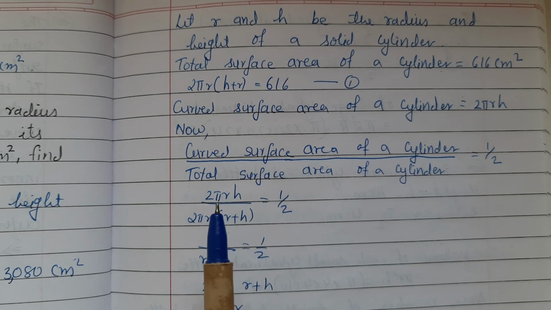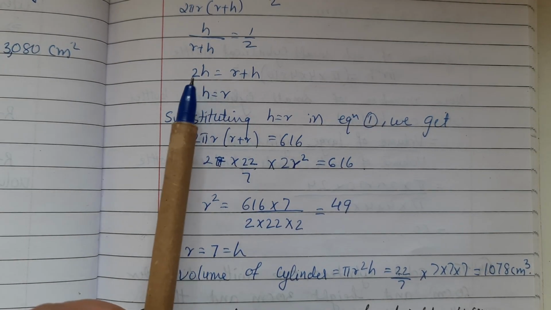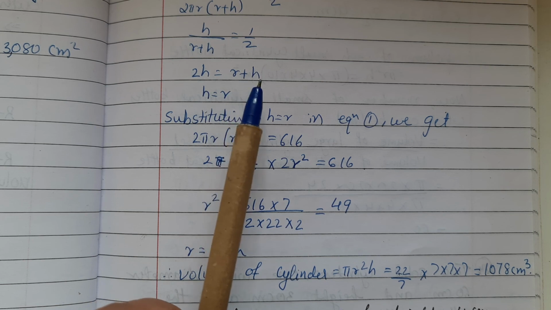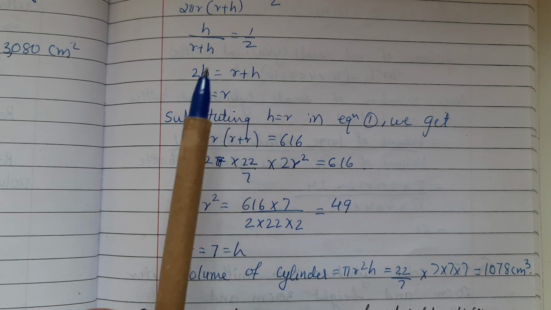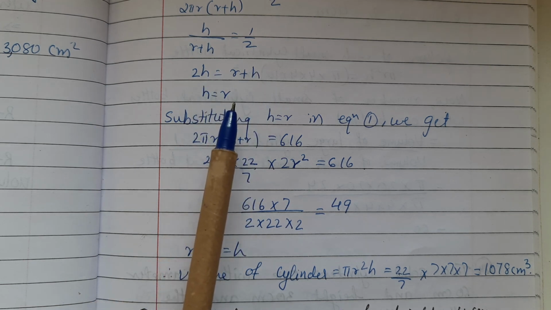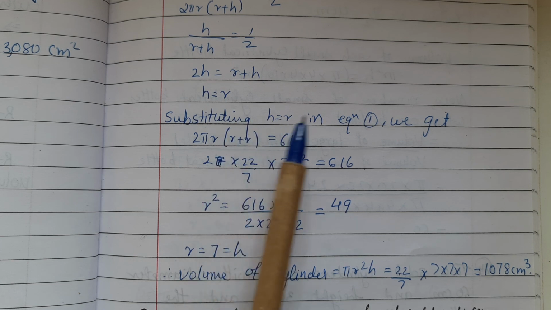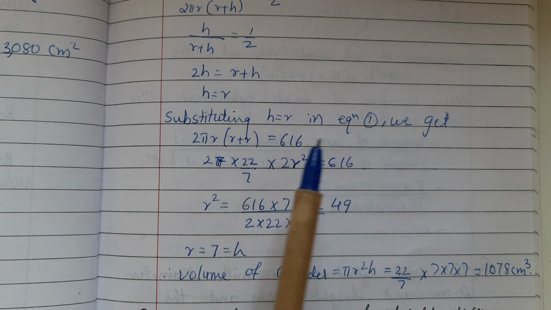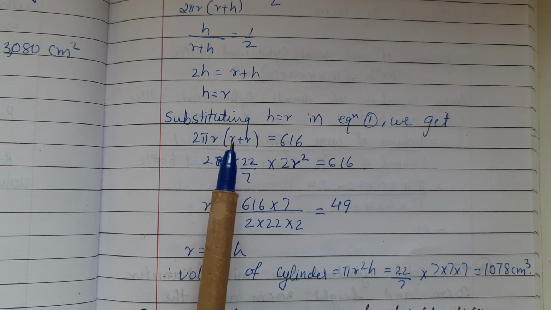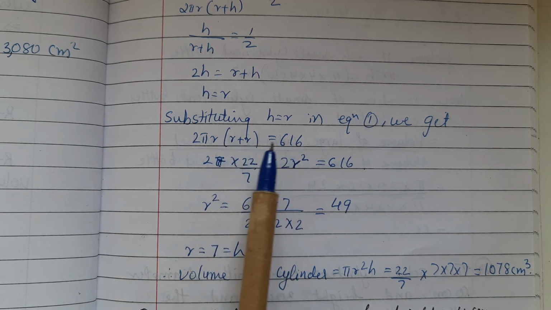Write the formula: 2 pi r h upon 2 pi r into r plus h equal to half. 2 pi r gets cancelled. h upon r plus h equal to 1/2. Cross multiply. 2h is equal to r plus h. Take h to the left hand side. h is equal to r. Substitute h equal to r in equation 1. We get 2 pi r into r plus r is equal to 616.